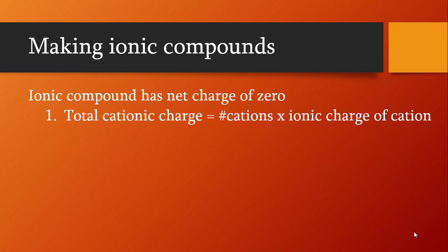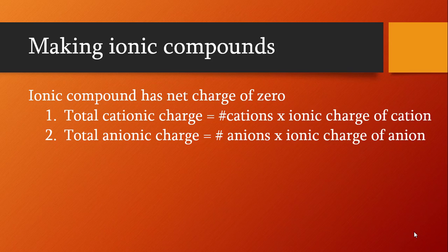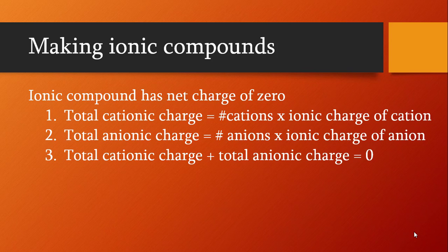We talk about the total cationic charge, which is the number of cations times the ionic charge of the cation. Then there's the anionic charge, which is the number of anions times the ionic charge of said anion. And when you add those two numbers up, you should get a value of 0.